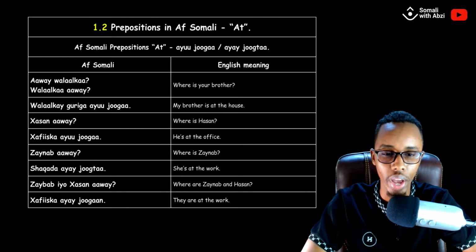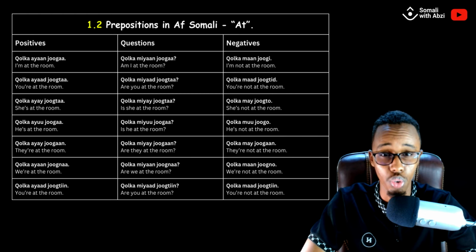The last one is where are Zainab and Hassan? Like two people's names or more than that. Zainab iyo Hassan aaway. Then, xafiiska ayay joogaan. We learned so far ayuu joogaa for masculine, ayay joogtaa for feminine. Now, for many people, you're going to use ayay joogaan. I think that's very easy and helpful. And now let's do some other examples with all the pronouns, questions, declaratives, and negatives together so that we understand all the pronouns. So starting with positives, then questions, then negatives.